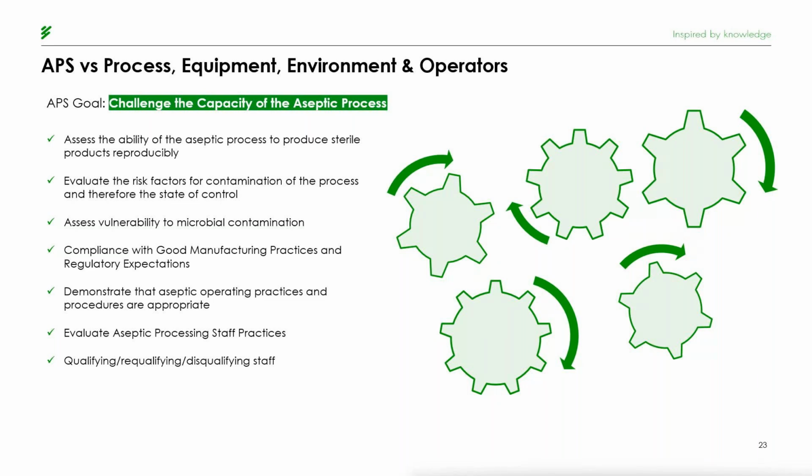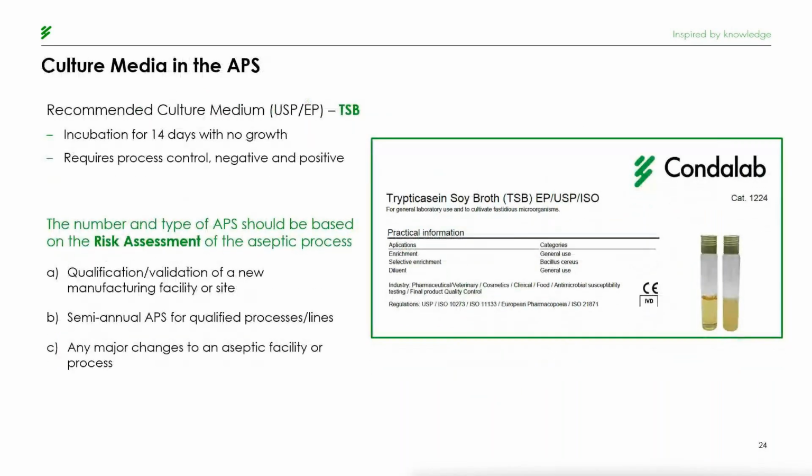As for the culture media used for the APS, we're going to find TSB broth, which we are all very familiar with. It is a very general purpose culture media that allows the growth of gram-positive and gram-negative bacteria, mold, yeast, fastidious microorganisms, and some anaerobes, even at very low levels.